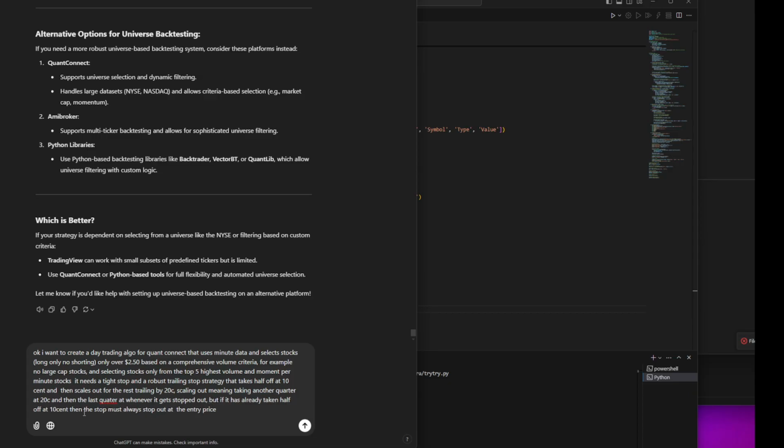But if it has already taken half off at 10 cents, and it immediately returns to the price of trade entry, then exit the trade completely. So either it goes or it doesn't. Now, I don't know.